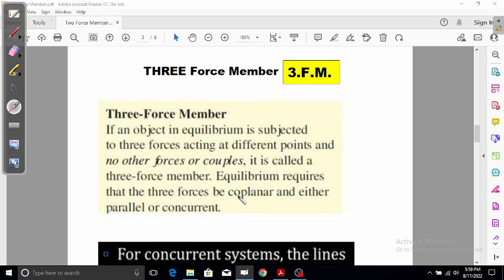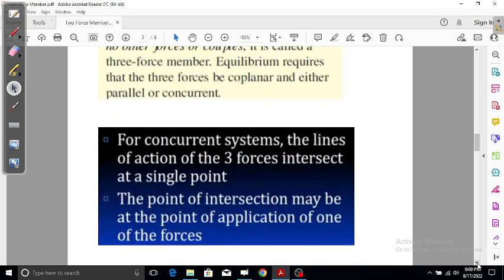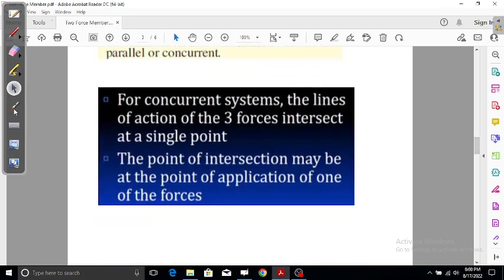Okay, so let's explain what we mean by parallel and concurrent. Let's dig into it so that our concept is more clear. For concurrent systems, the lines of action of the three forces must intersect at a single point. So what does it mean? It means that for a concurrent system to be a three-force member, the lines of action of the three forces must intersect at a single point.